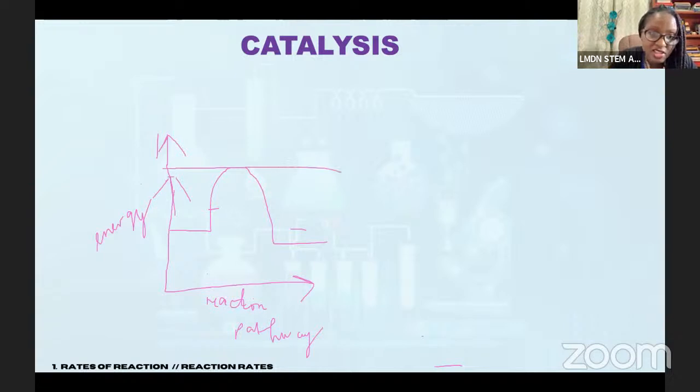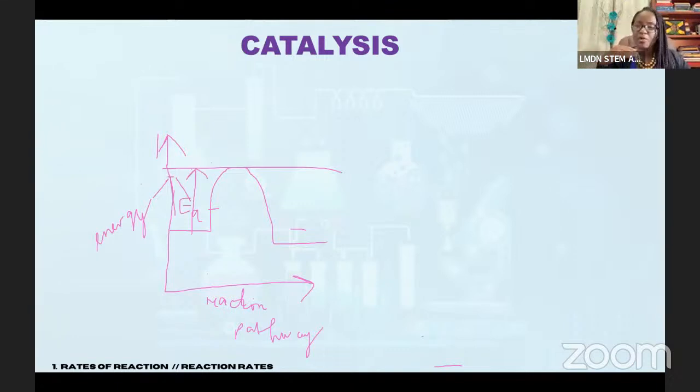To get to that transition state, we have to overcome the activation energy, which for the uncatalyzed reaction is this line that I just drew here. So that's your EA right there that you have to overcome. That's the uncatalyzed reaction. There are no catalysts in the system. That's your activation energy, right?